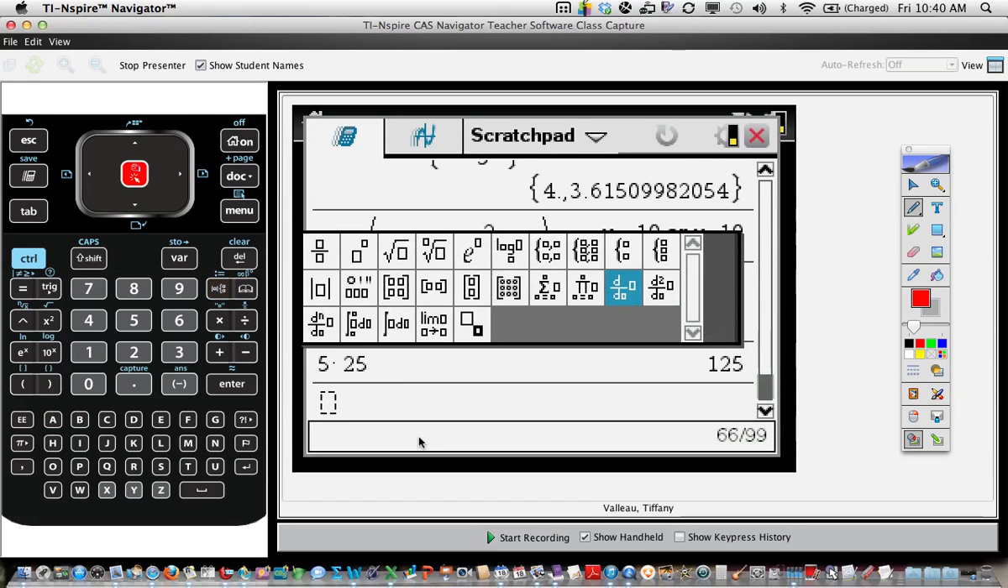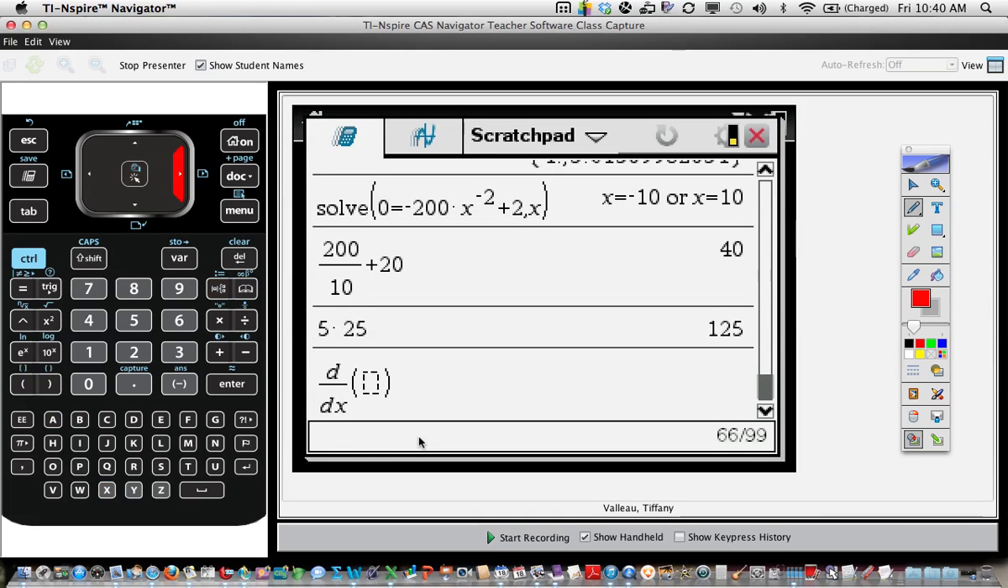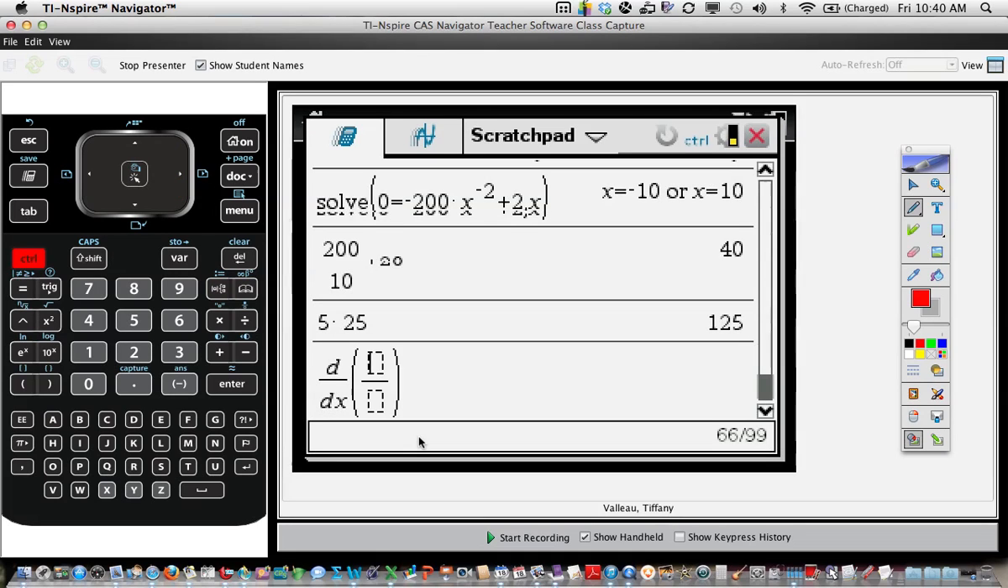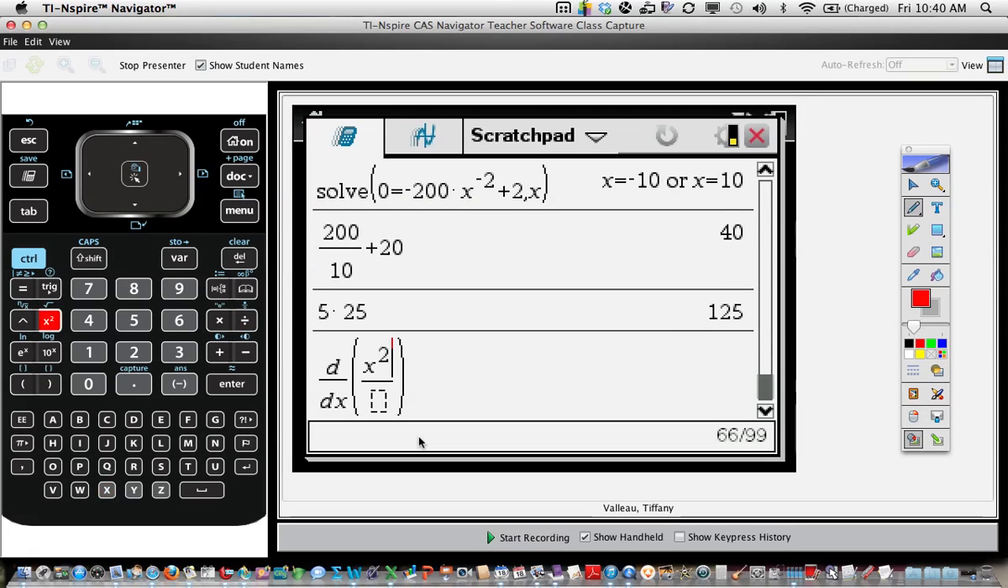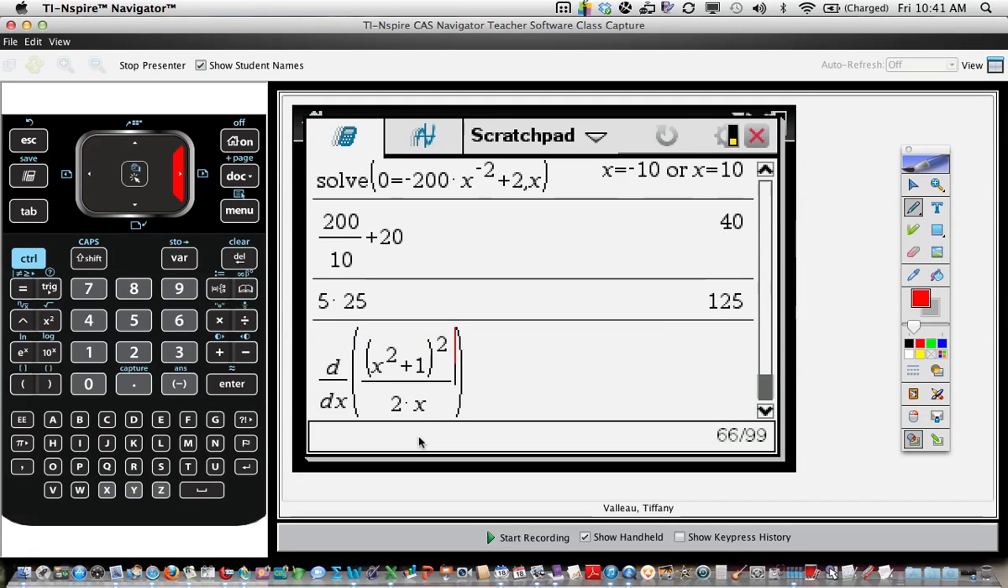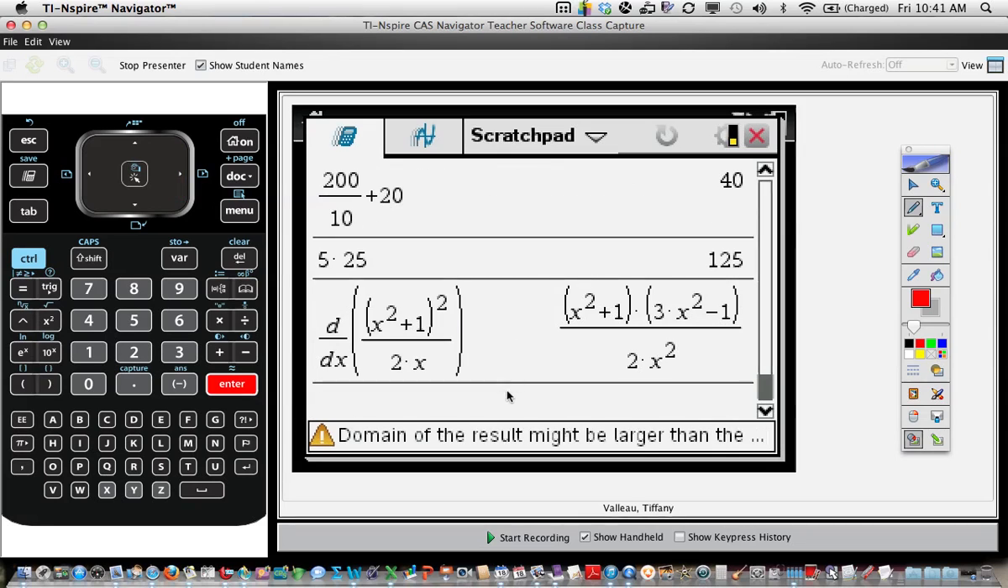We're going to do the derivative of that function. What was it? A squared plus 1 all squared. Or x squared plus 1 all squared. Essentially, weren't there 2 of those on top? 2 x squared plus 1's on top, so you can square that top. All right, derivative of that. Okay.